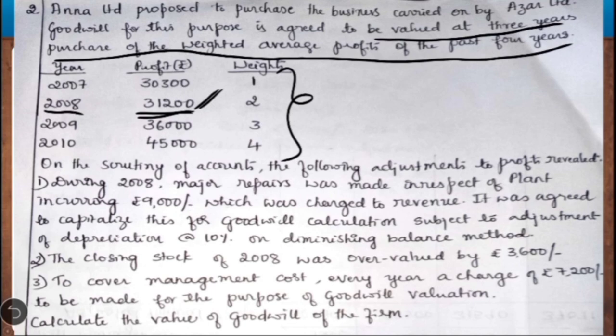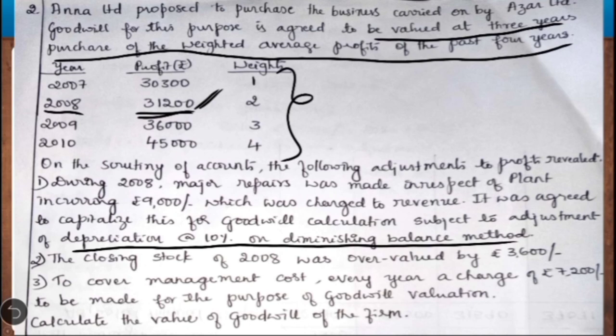So now for the purpose of goodwill valuation, you are considering that you have purchased plant worth rupees 9,000 in the year 2008. Then what is the extra adjustment you have to do here? Subject to adjustment of depreciation at 10% on diminishing balance method. Earlier, this depreciation was not required because it was a revenue expenditure. But now when you are treating it as the value of plant purchased during the year 2008, you have to charge depreciation at the rate of 10% on diminishing balance method from the year 2008. And which method of depreciation do you have to follow? Diminishing balance method. That is, on the reduced value of the plant you have to charge the depreciation for the respective years.